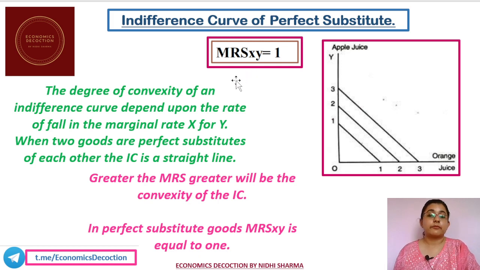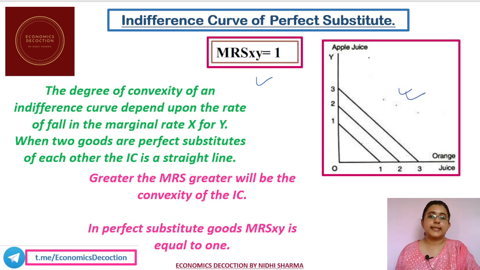Now we will understand what are the various shapes of indifference curve. So what will be the shape of indifference curve in case of perfect substitute goods? First, we need to understand that marginal rate of substitution for substitute goods is 1. Okay, so if X and Y are substitute goods, so their marginal rate of substitution would be 1. So the degree of convexity of an indifference curve depends upon the rate of fall in the marginal rate of X for Y. When two goods are perfect substitutes to each other, the indifference curve is a straight line, as it has been shown in this figure.